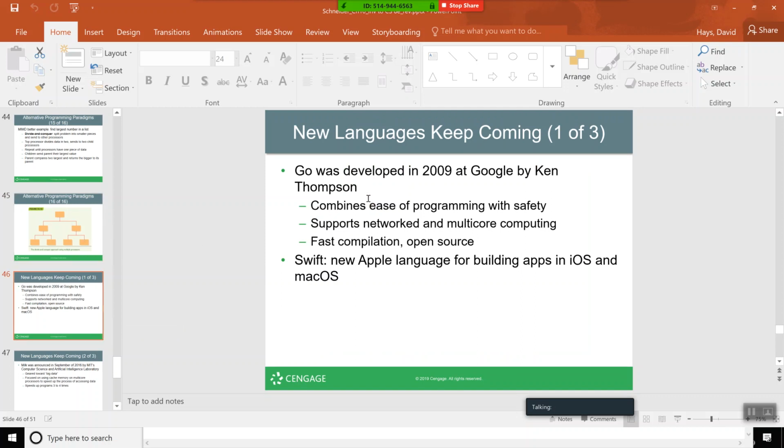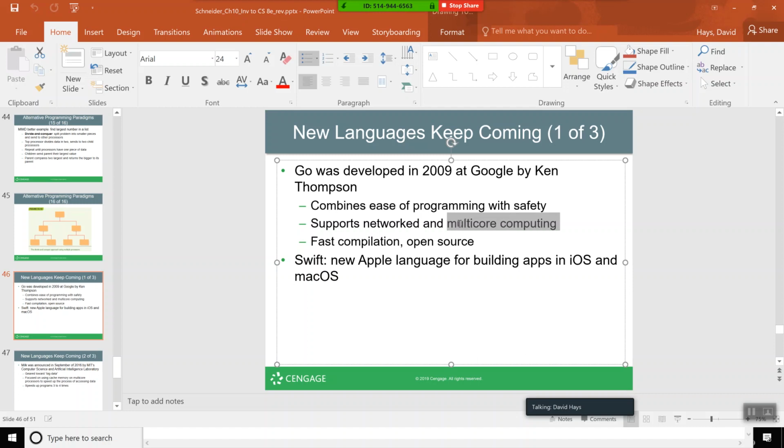Here's a new up-and-coming language, Go. Have you ever heard of Go? I've downloaded this and I don't understand it yet. Probably need to buy a book on it. It almost seems DOS based. When I downloaded Go, there's no nice GUI interface like an IDE such as NetBeans. But it was made for Google. It combines ease of programming with safety, and supports networked and multi-core computing. That's kind of a big one. If you want to program for multi-core, multi-processor, then this might be a language you want to use. Fast compilation, open source.